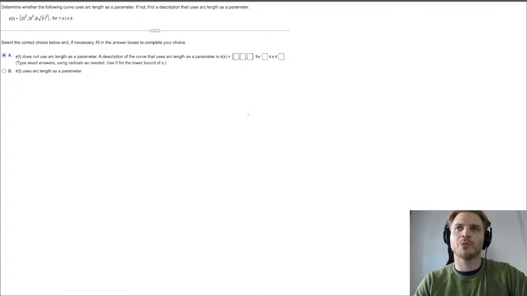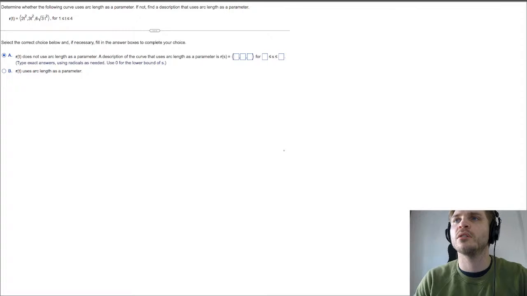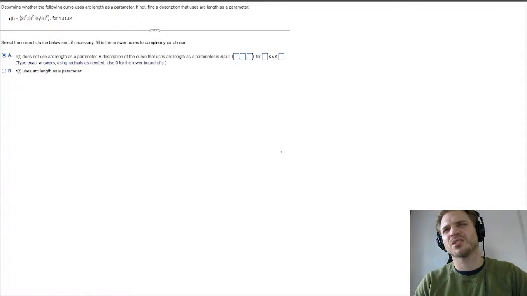Okay, determine whether the following curve uses arc length as a parameter. Oh, interesting. Determine whether the following curve uses arc length as a parameter. If not, find a description that uses arc length as a parameter. I don't super understand what they're saying here. Select the correct choice below, and if necessary, fill in the answer boxes to complete your choice. A description that uses arc length as a parameter is r of s.